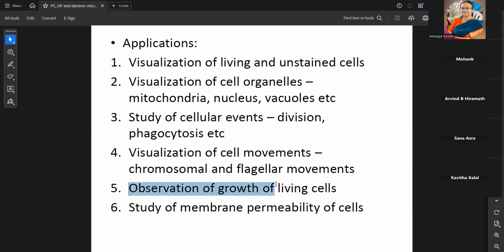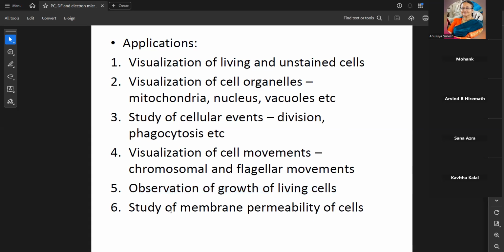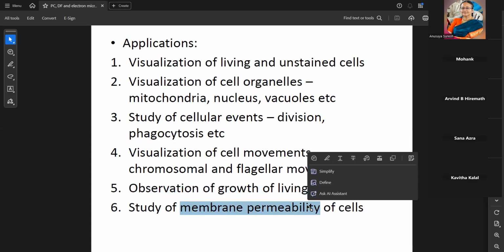If you want to just observe the living microbial cells and you want to see how they are growing, what is their process of growth, then also we can use this. And for study of membrane permeability: Is the membrane allowing certain materials to diffuse inside? Is it allowing materials to move out of the cell?